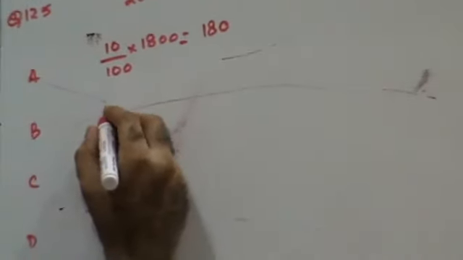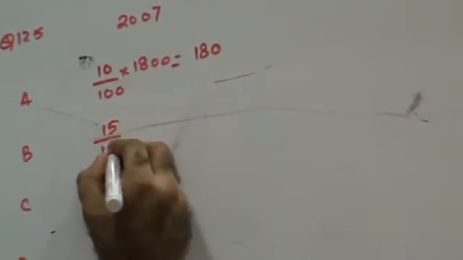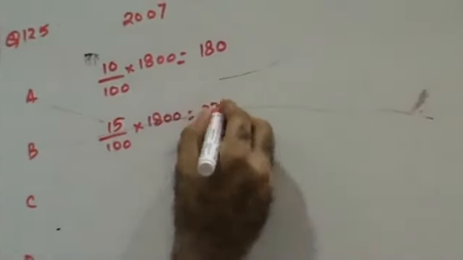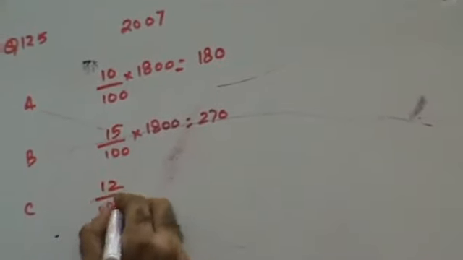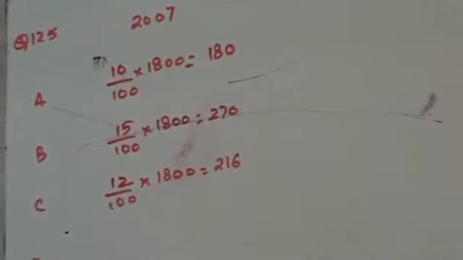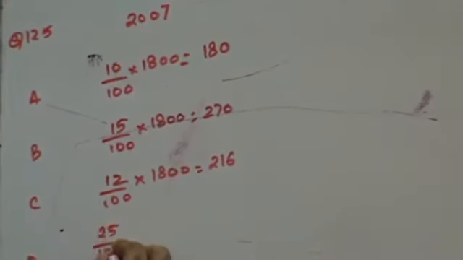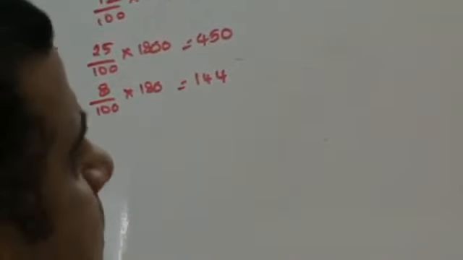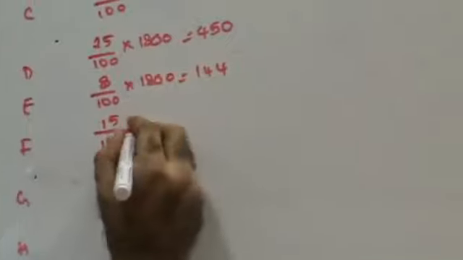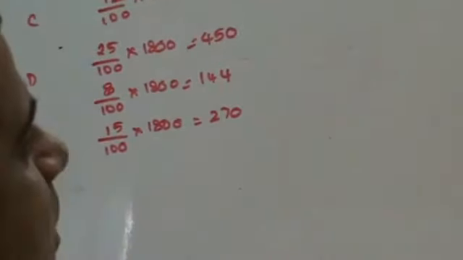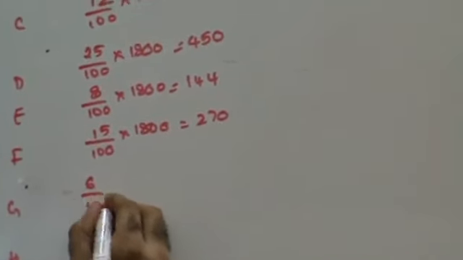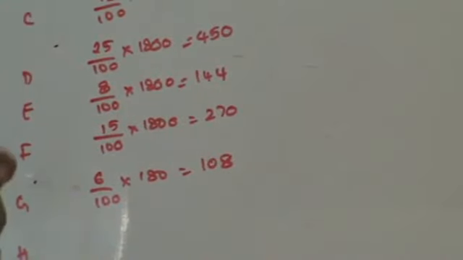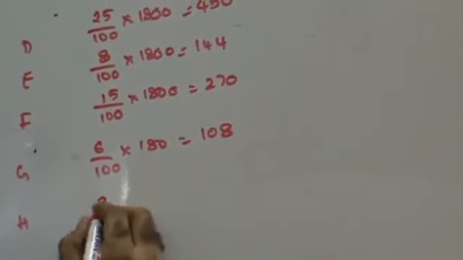Then B is 15% of 1800, which is 270. C is 12%, 216. D is 25%, 450. E is 8%, 144. F is 15%, 270. G is 6%, 108. And H is 9%, 162. Right, that was the data for 2007.